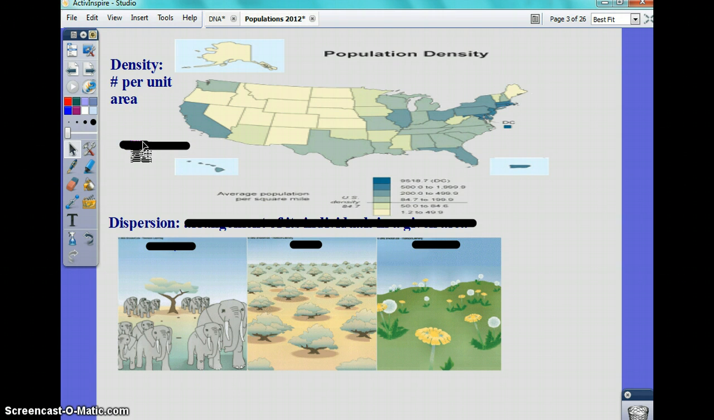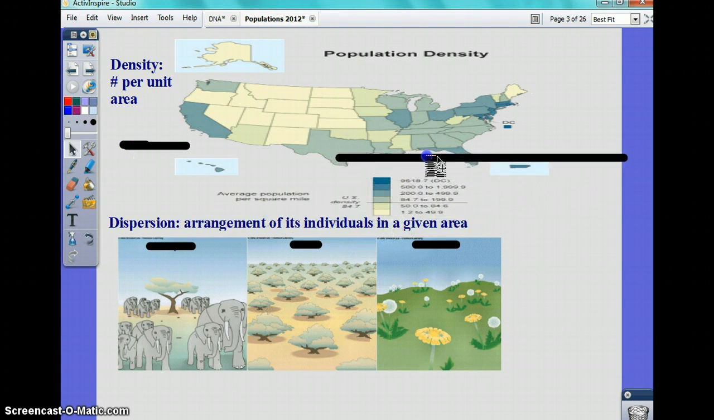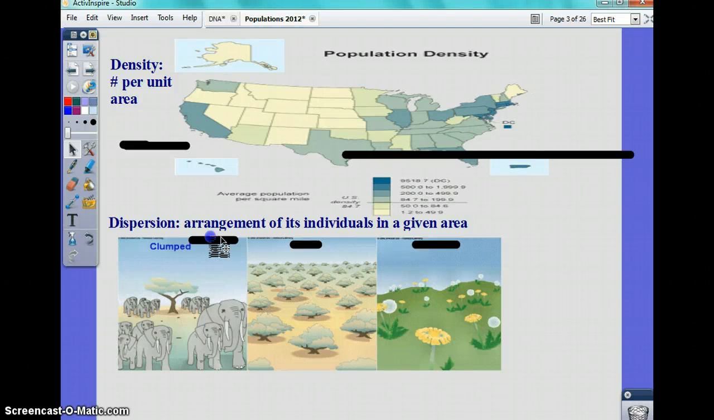And then dispersion is how organisms are arranged. That's not really relevant to humans because humans aren't really dispersed in certain ways. But when you look at other organisms, who can explain these types of arrangements? Look at the pictures. Who can explain? I guess the elephants live in different pods. Pods, that's true. They're clumped. What else? What can you tell me about the second picture? Spread everywhere. Spread out how?